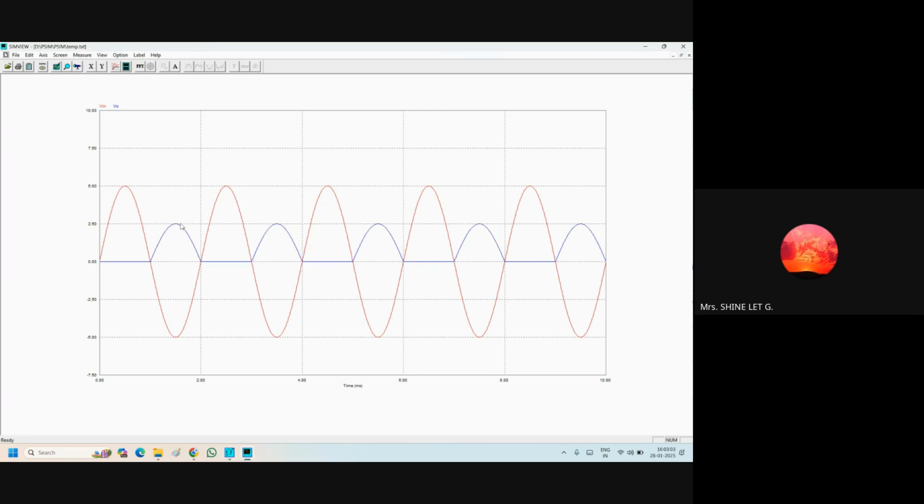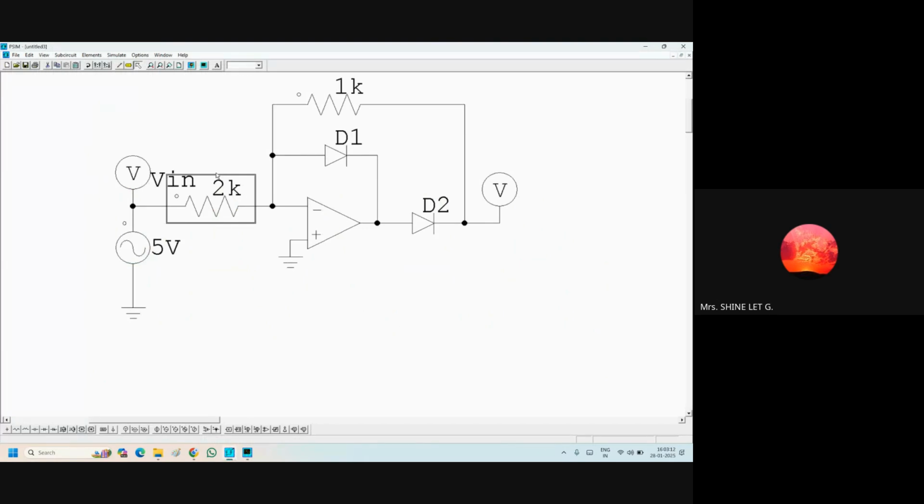Hope you can see the difference. Here you can see the amplitude is reduced. So if you want to reduce the amplitude, the input resistor should be greater than Rf. If no amplification is needed and we need only the half cycle, both the resistors should be the same.